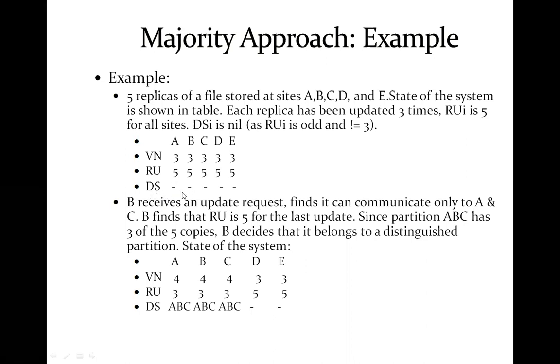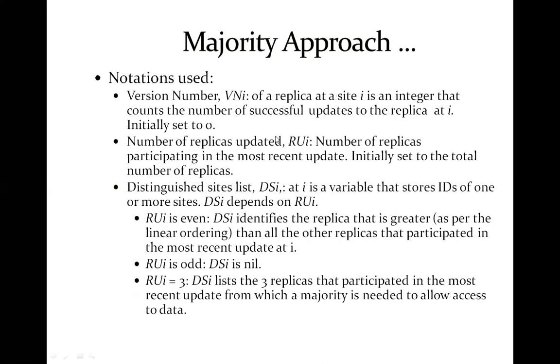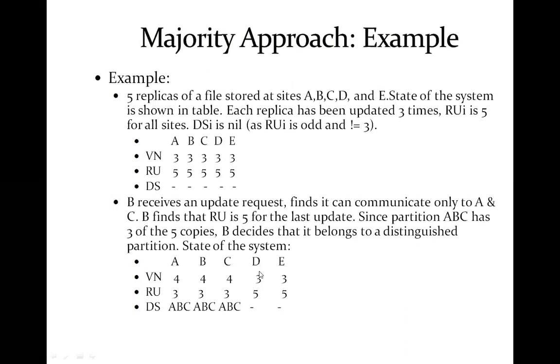Why will DS be irrelevant? Because, as we explained earlier, if RUi is odd, then DSi will be nil. So since RUi is odd, 5, and it is not 3, it is odd, so the DS list is irrelevant. So nothing will be there in the distinguished site list as far as the value of RUi, which is equal to 5, is concerned.